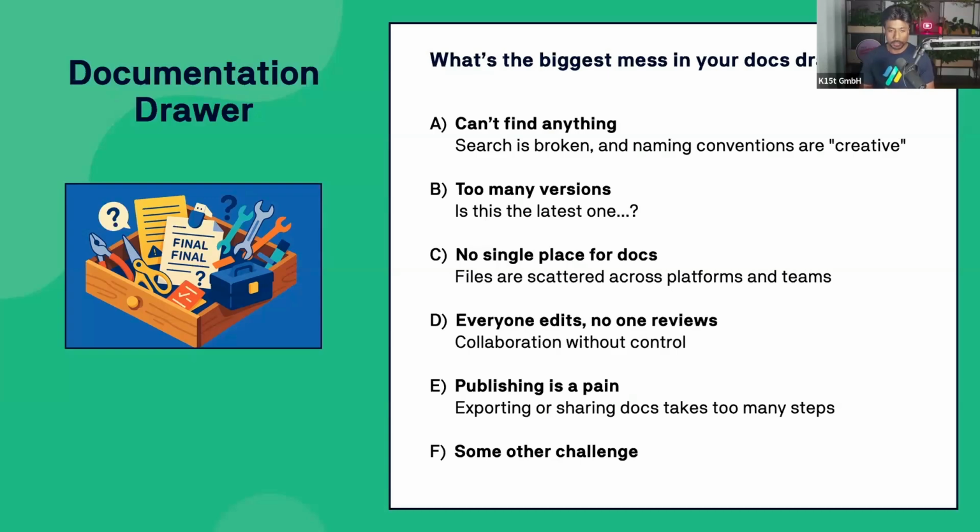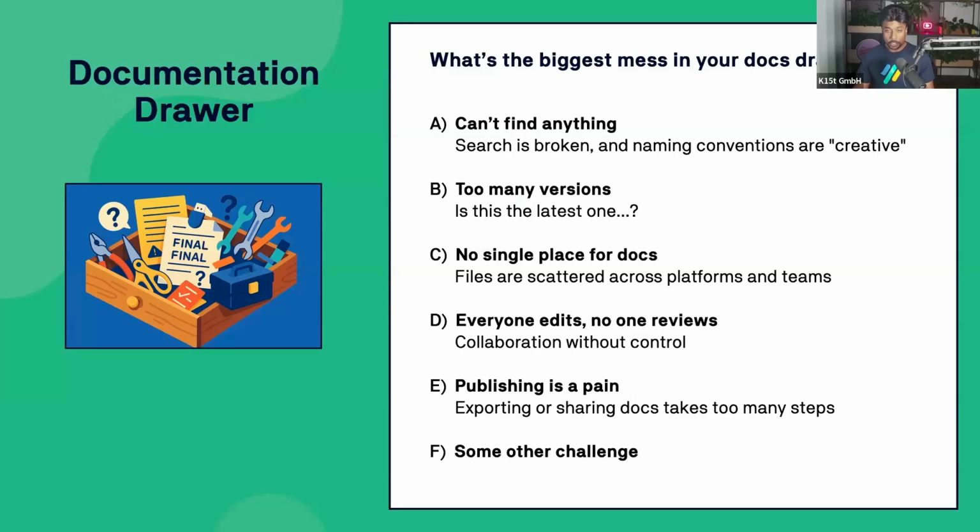Or is it too many revisions? You don't really know which version is the latest one and you're just winging it, hoping that it is the one. Again, see if files are scattered across all platforms or teams. If there are problems with reviews, so everybody can just say they're adding their stuff, but there's no real process for reviewing, that could also be a problem. If you are struggling to take content out of the tool you're using, Confluence in this case for most of us, and publishing is a pain, then let us know as well. And if there's some other challenge, we'd like to hear about it and discuss it here. You have the experts here. You can also drop that in the chat and we can discuss it later on.